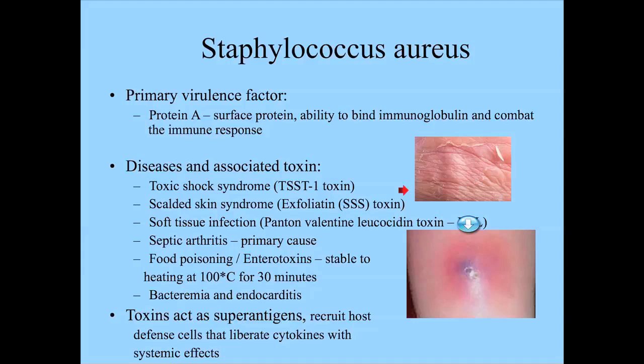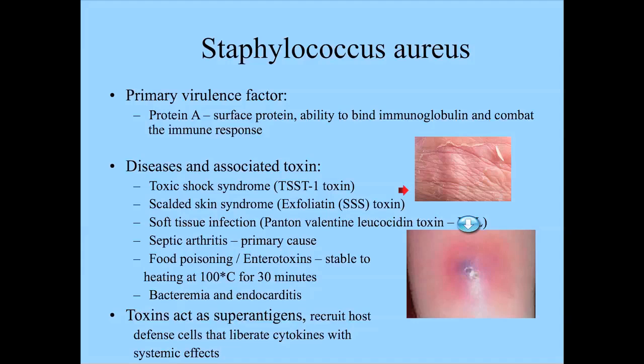The scalded skin syndrome is known for the exfoliating toxin. Notice the picture the arrow is pointing to? That's what happens in scalded skin syndrome. This unfortunately can happen in neonates. It can cause onion peeling of the skin. In the early 2000s, it was very common in the literature and in our society.